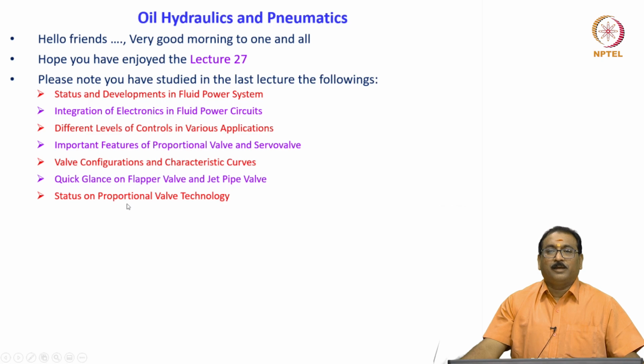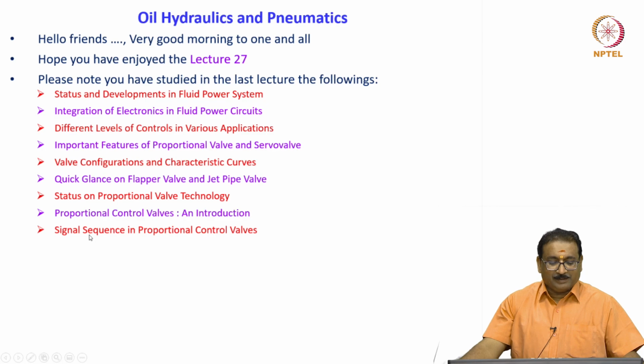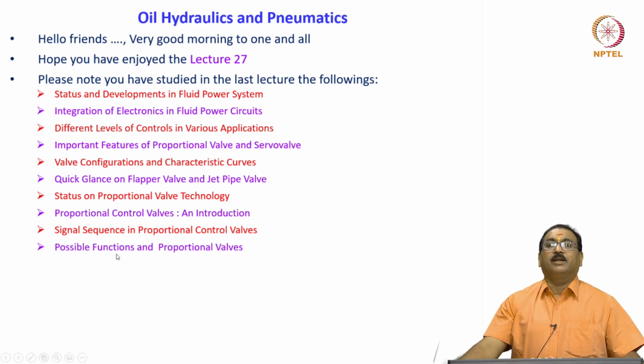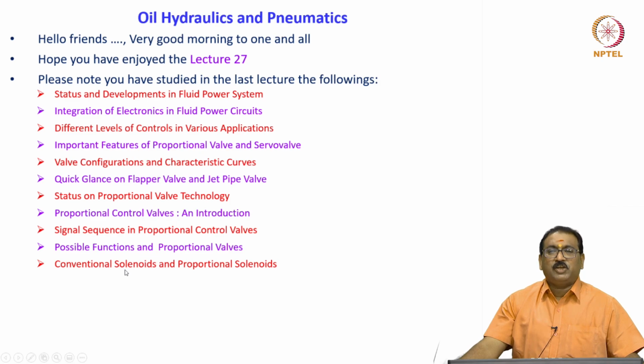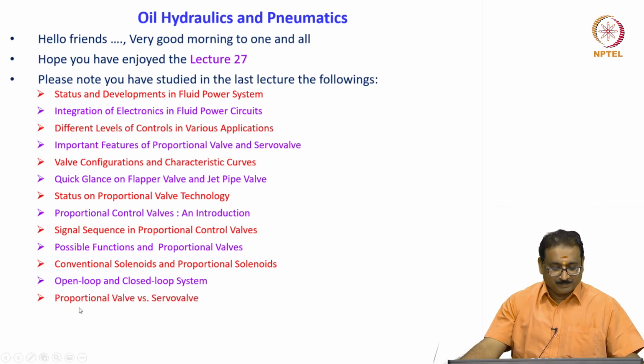Status on proportional valve technology. Proportional control valves were given importance in lecture 27. Signal sequence in proportional control valves, possible functions of proportional valves, conventional solenoids and proportional solenoids. Also we have seen open loop and closed loop systems, proportional valve versus servo valve.